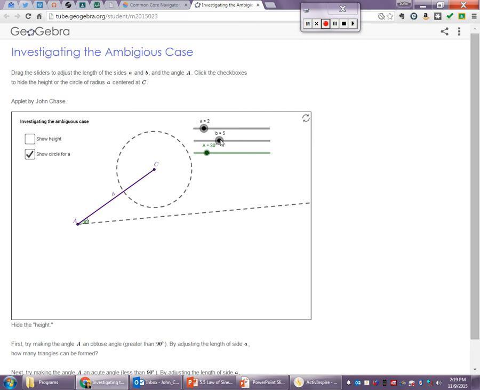We're asking how many triangles are there. If side A is 2, then we're sweeping a compass centered at C of radius 2, and we don't get any triangle. You see it? I mean, you can see it from the picture. Why do you know that, though? If you were looking at this on paper, how do we know that that doesn't reach?